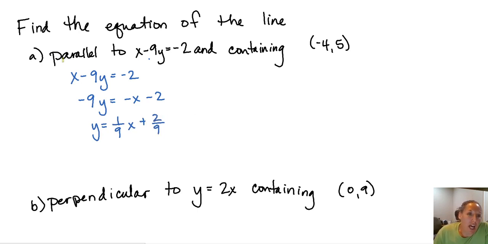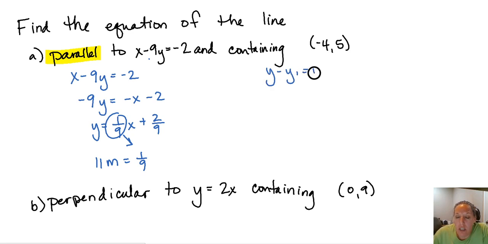We are looking for the line that is parallel. Remember, parallel lines have the same slope, so the parallel slope that we're looking for is going to be the same thing that we get for our slope-intercept, and that's going to be what's multiplied by our x when we've solved for y. So our slope here is going to be 1/9, containing the point negative 4, 5. So we can plug into our point slope form of a line.